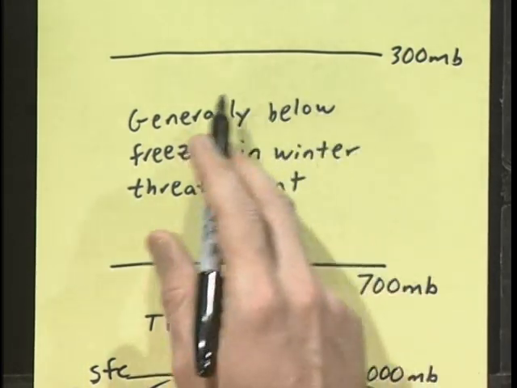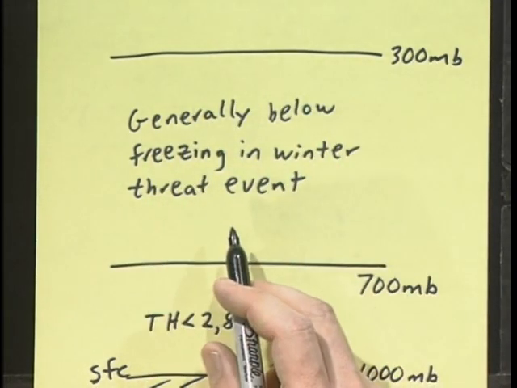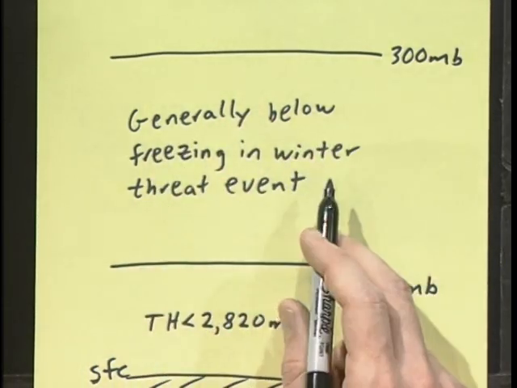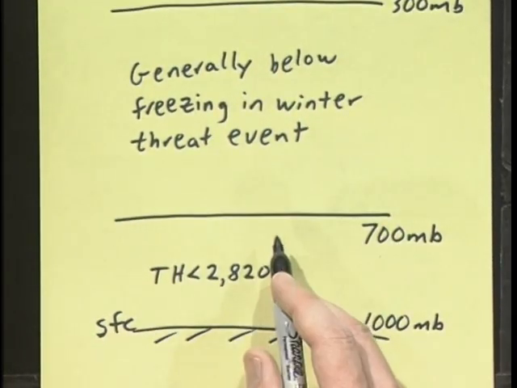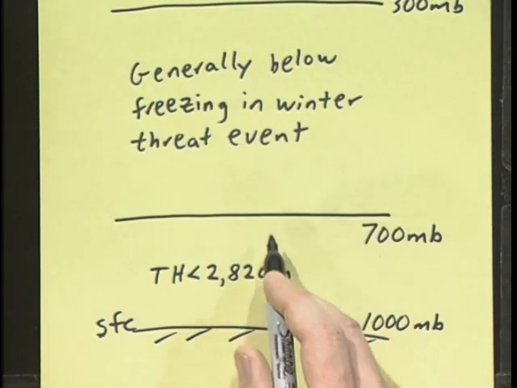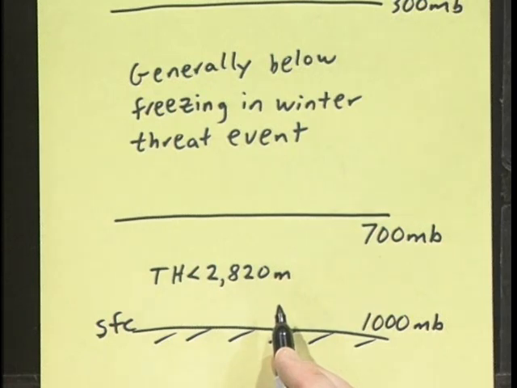So we really don't worry about this layer when it comes to temperatures when we're trying to forecast the precipitation type, because this is always below freezing. It's this layer in here that's the most critical to look at, between 1,000 millibars and 700 millibars. The temperature structure in this layer is what is used to determine whether it's going to be snow, sleet, freezing rain, or just rain.